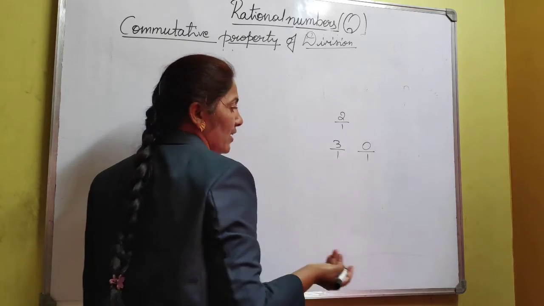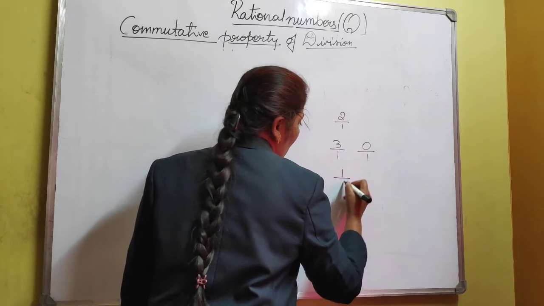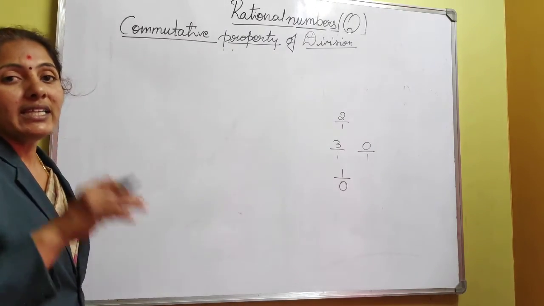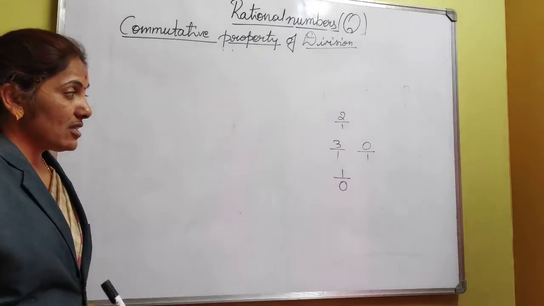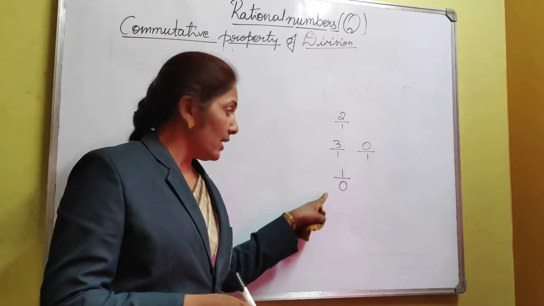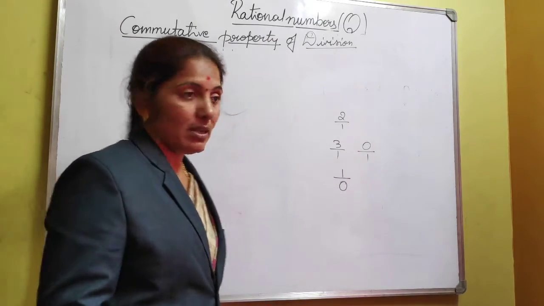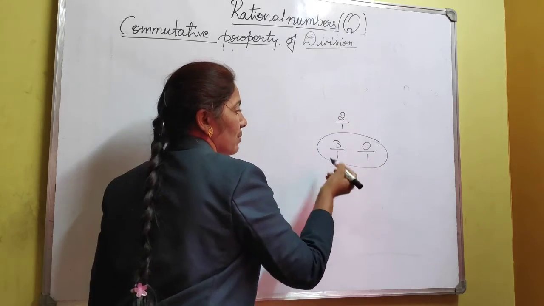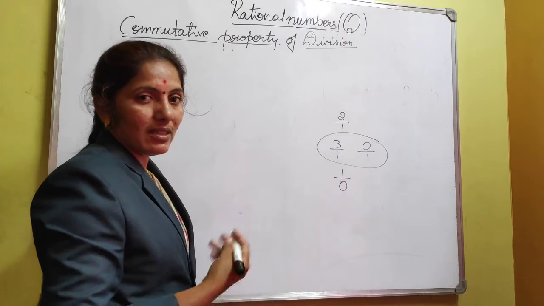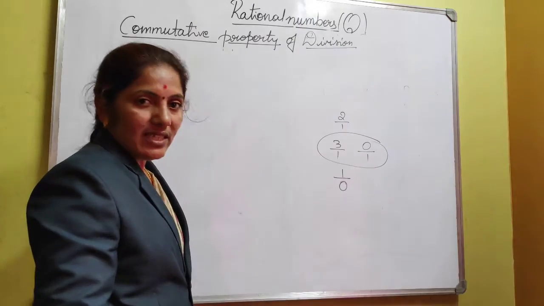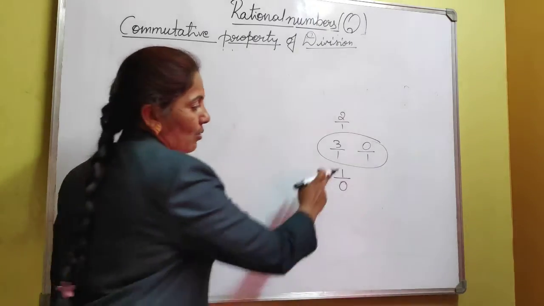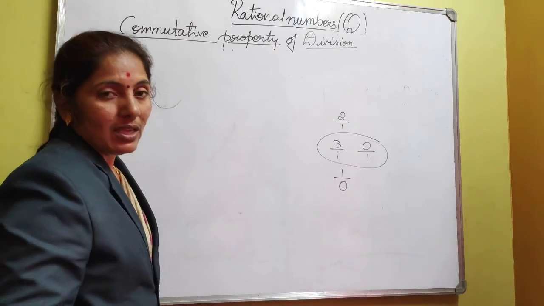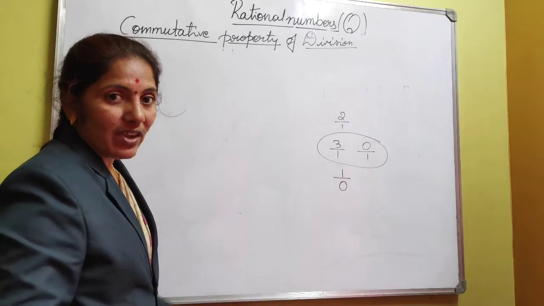But 1 by 0 is undefined here. Why? When I divide 1 by 0, is that possible? It is not possible, and it is undefined. In the last session also I told you that 1 by 0 is not divisible, but we can write 0 by 1, 2 by 1 and 3 by 1, and these are rational numbers that are defined, and we get integers. But any integer divided by 0 is not possible. It is undefined.